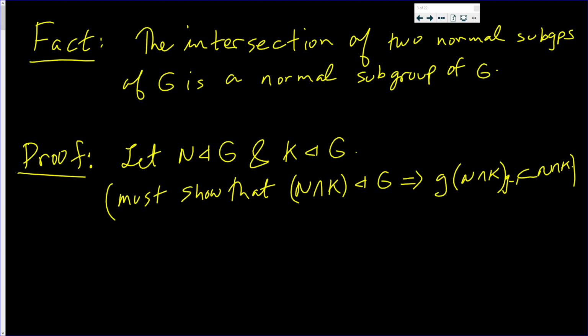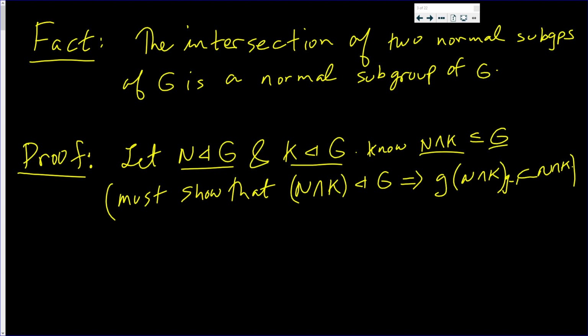We don't need what I put into parentheses for the proof. What I do want to say is, we know by a previous theorem that N intersect K is a subgroup of G, because N being a normal subgroup of G is a subgroup of G, and K being a normal subgroup of G is a subgroup of G, and the intersection of two subgroups of G is in fact a subgroup of G. So we know that.